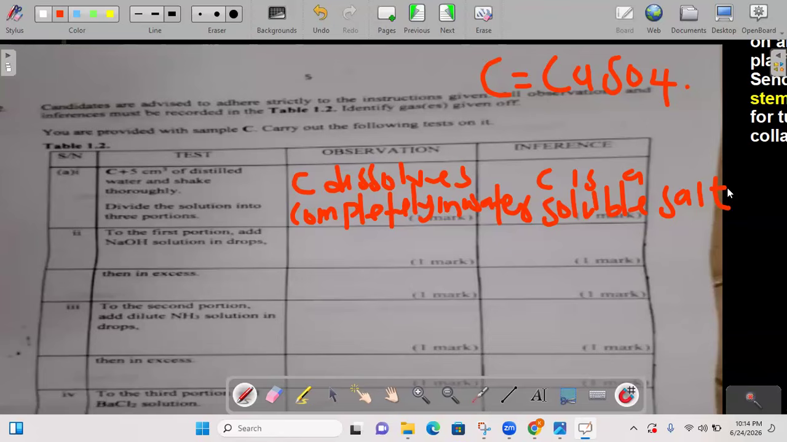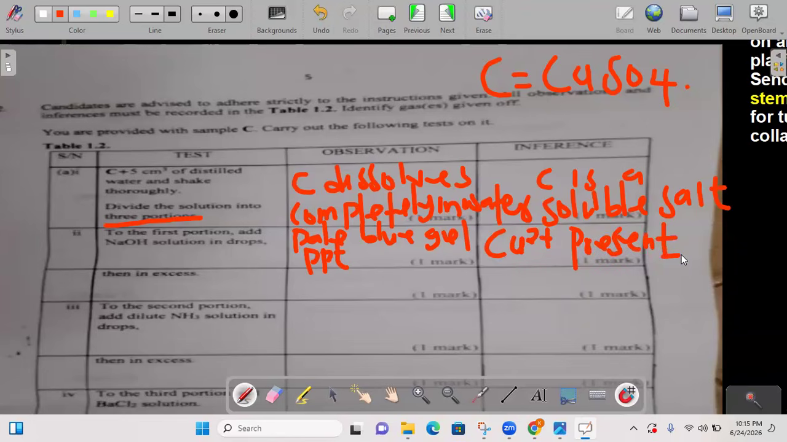Divide it into how many portions? Divide into 3 portions. So to the first portion now, add sodium hydroxide in drops. When you add sodium hydroxide in drops, we're going to have a pale blue gelatinous PPT. So what does that tell us? Anything that has a blue solution means copper 2 ions are present. Is that clear? Copper 2 ion is present.